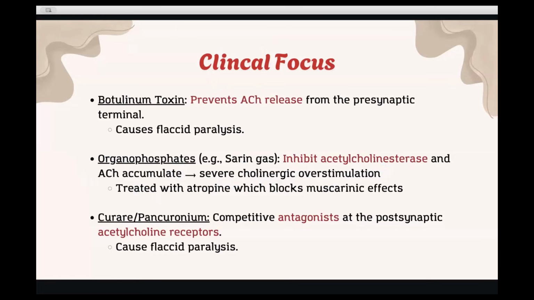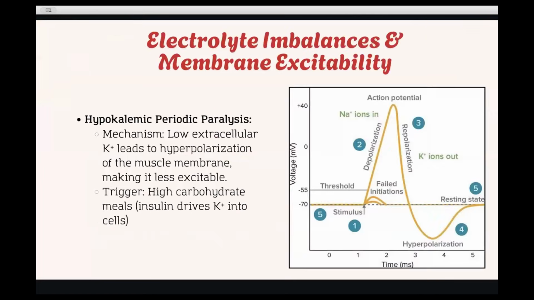Finally, we have pancuronium or the curare. I think that's how it's read. Those are competitive antagonists at the postsynaptic acetylcholine receptors. So this mimics myasthenia gravis, but they're not autoantibodies against the receptors. They're just antagonists at the postsynaptic acetylcholine receptors. Again, this causes flaccid paralysis.